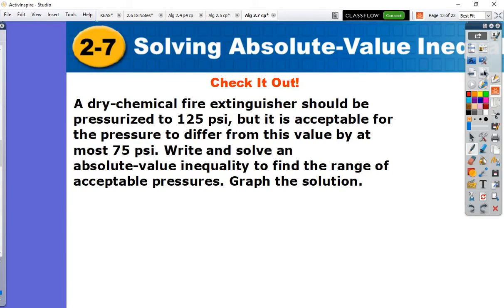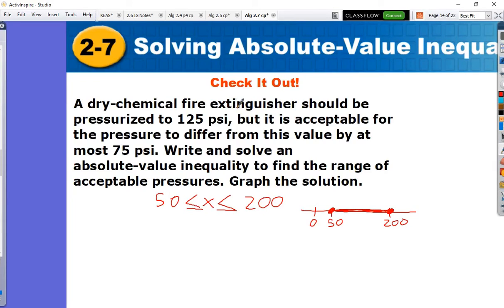Okay, so on this one, here is our acceptable range. 75 less than this and 75 more than this. So we're going to have, here's our 50 and 200. It can equal 50 or 200, and we have all the numbers in the middle. And here is our AND statement. x is going to be greater than or equal to 50, and x is also going to be less than or equal to 200. All right.